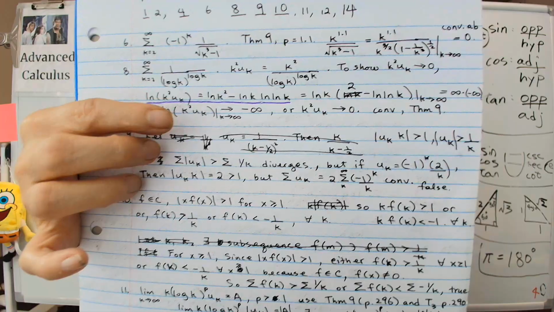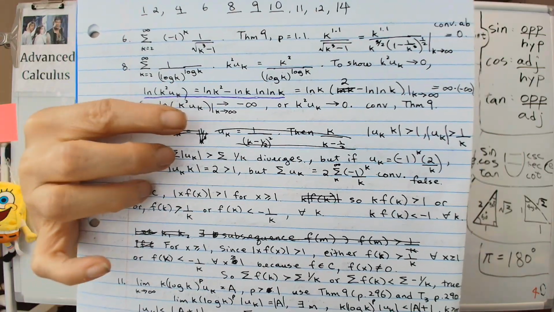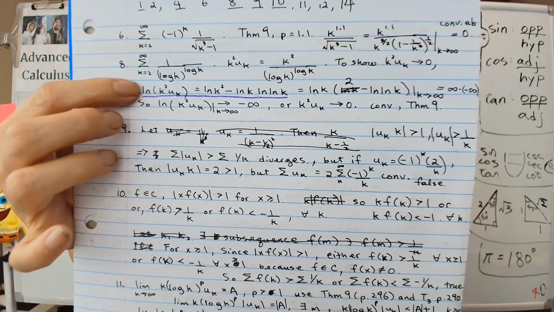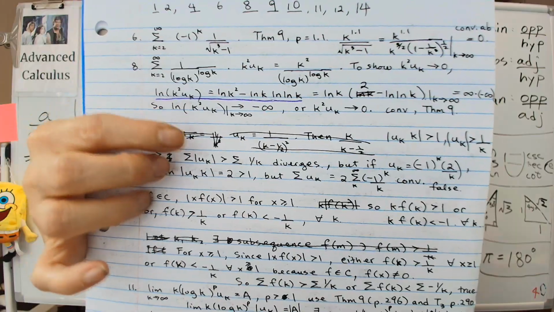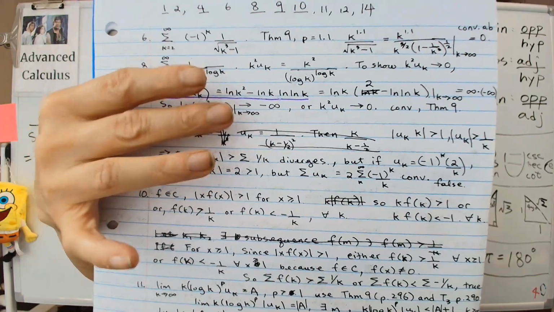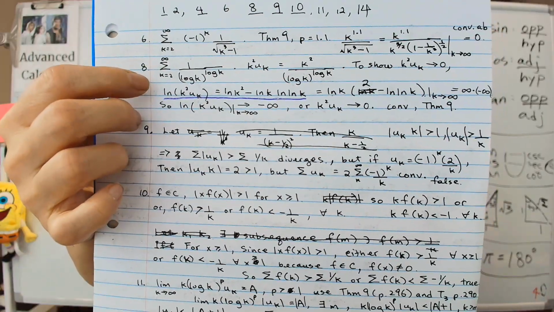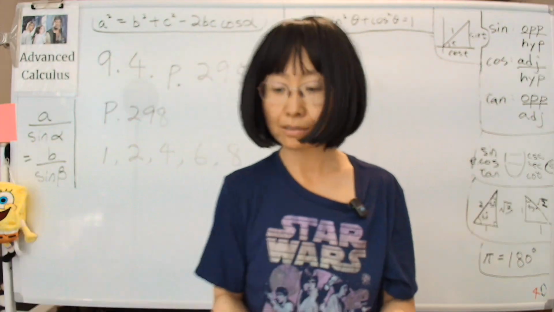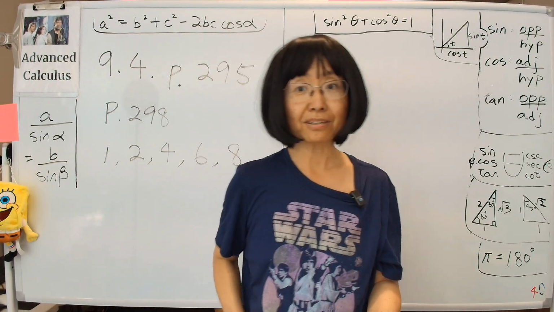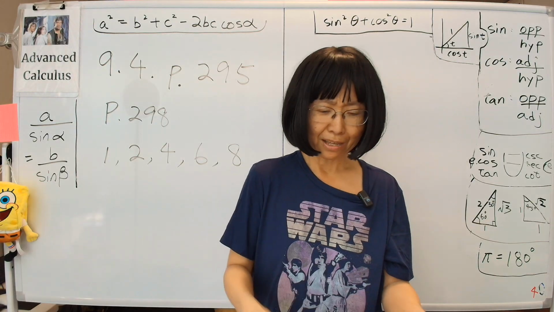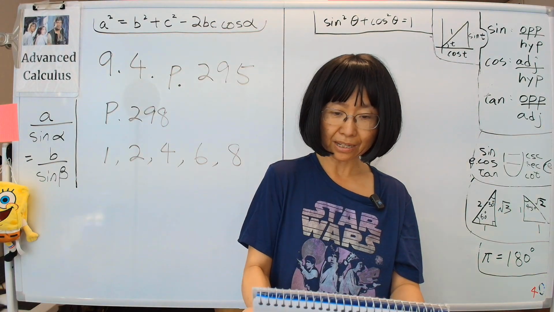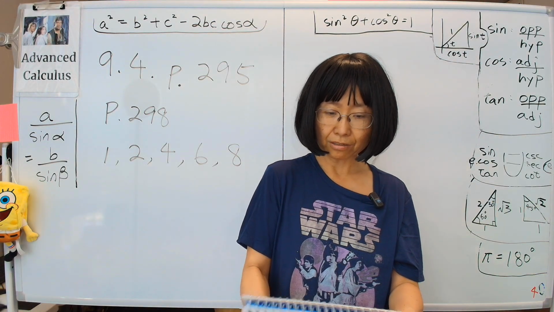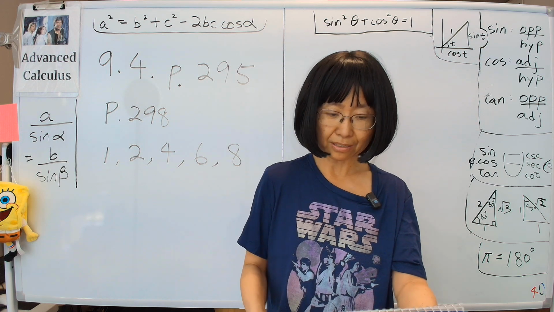So the trick is to take the natural log and show that it goes to negative infinity, which means the original thing goes to 0, and therefore it is convergent by theorem 9, and that's problem 8. Well, I hope it's correct anyway, because by now I didn't bother double checking anything, although of course problem 8 does have the answer at the back of the book.